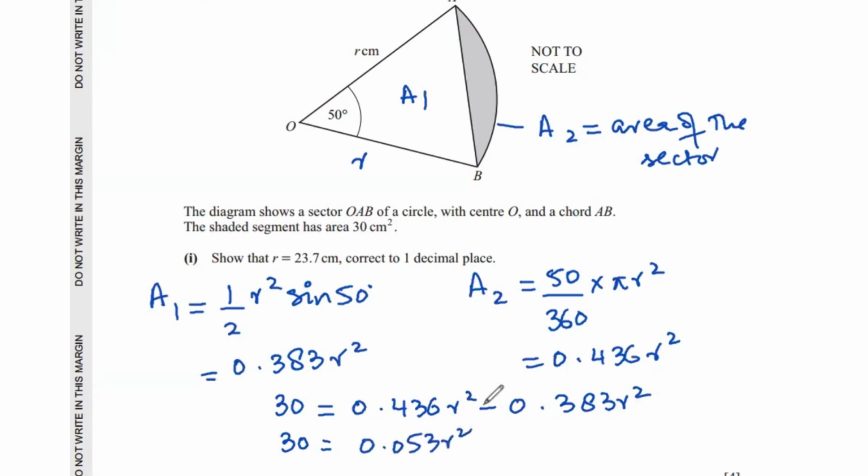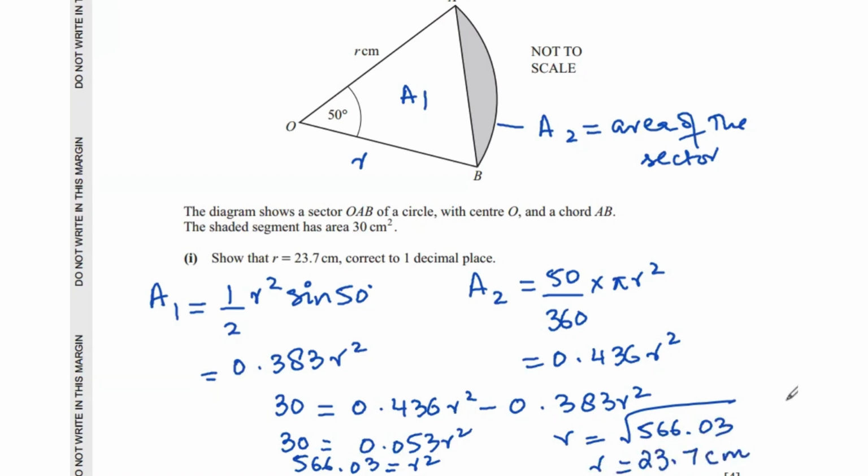We divide 30 by 0.053, and then we take the square root of that. So that's 566.03 equals R squared. And R is going to be the square root of 566.03, which equals 3.7 correct to 1 decimal place, which is exactly the same as the measurement given in the question.